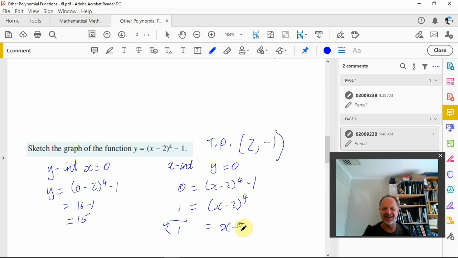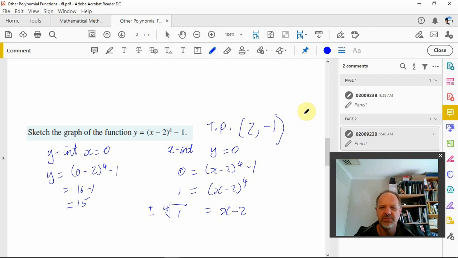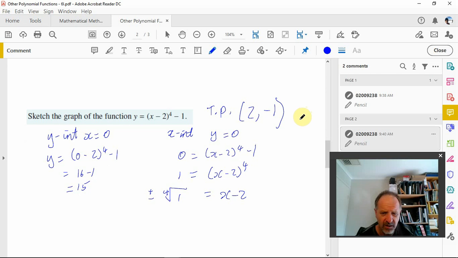Now, whenever we are doing even roots, we need to be plus or minus. We don't have the information to know which one it might be, and always for even roots, plus or minus. In this case, what number can you multiply by itself 4 times to get 1? Well, that's 1. So the 4th root of 1 is 1. So plus or minus 1 is x minus 2. Add 2 to both sides, and that tells us that x is 2 plus or minus 1.